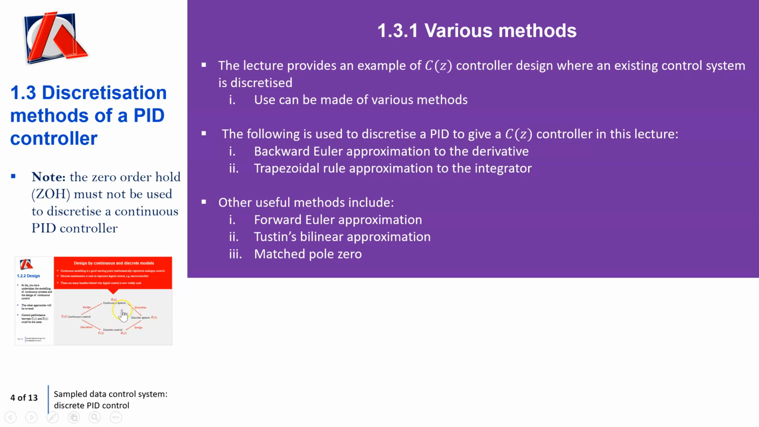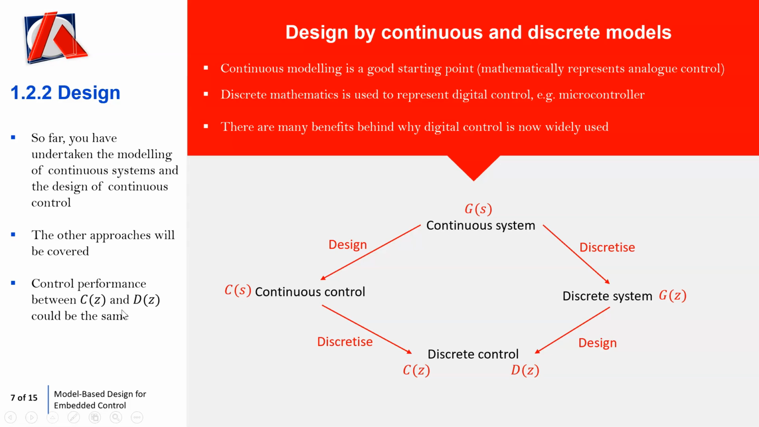So again, if you recall from when we looked at model-based design for embedded control, go back and look at that video, there were various methods that we could go about to develop a discrete controller. So with a continuous system, you design a continuous controller based on the continuous system, and then discretize, and this is effectively what we're going to do within this lecture. You discretize it and get yourself a discrete controller. Okay, so you end up from C of S to C of Z.